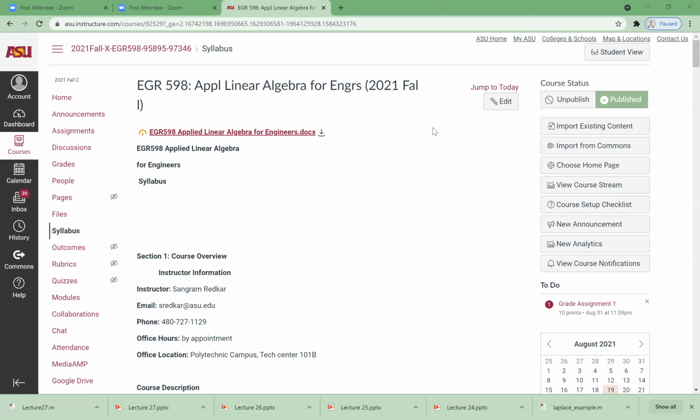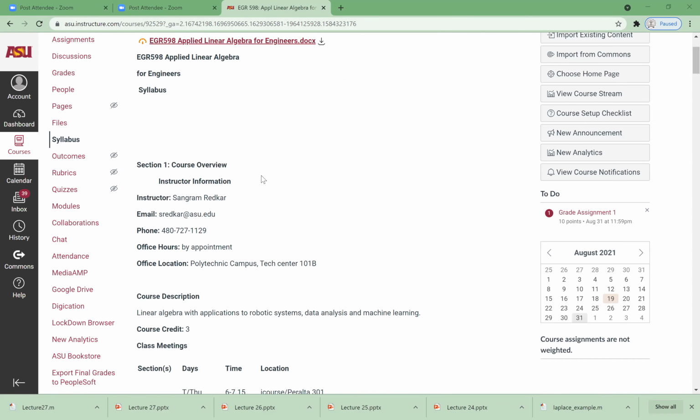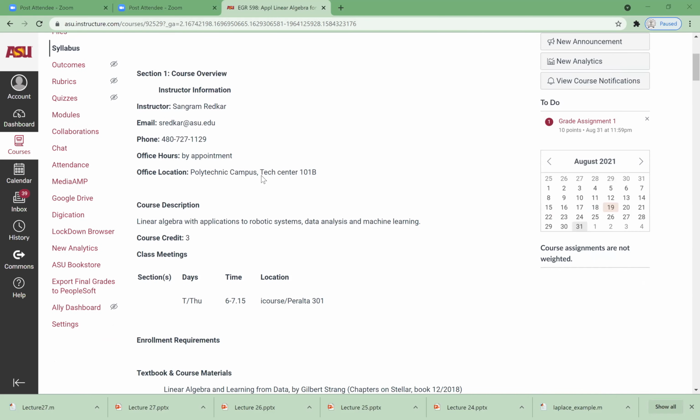I would encourage you, if you have not done already, please visit the Canvas website, wherein the syllabus is uploaded. My contact information is available. You should be able to log in to Canvas and take a look at the syllabus. The course is going to talk about linear algebra with robotic systems, data analysis, and machine learning.